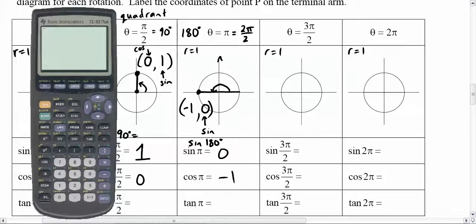And it's possible to verify this with a graphing calculator. You just make sure that you're in the right mode, radians in this case, and then you can find sine of pi and cosine of pi.